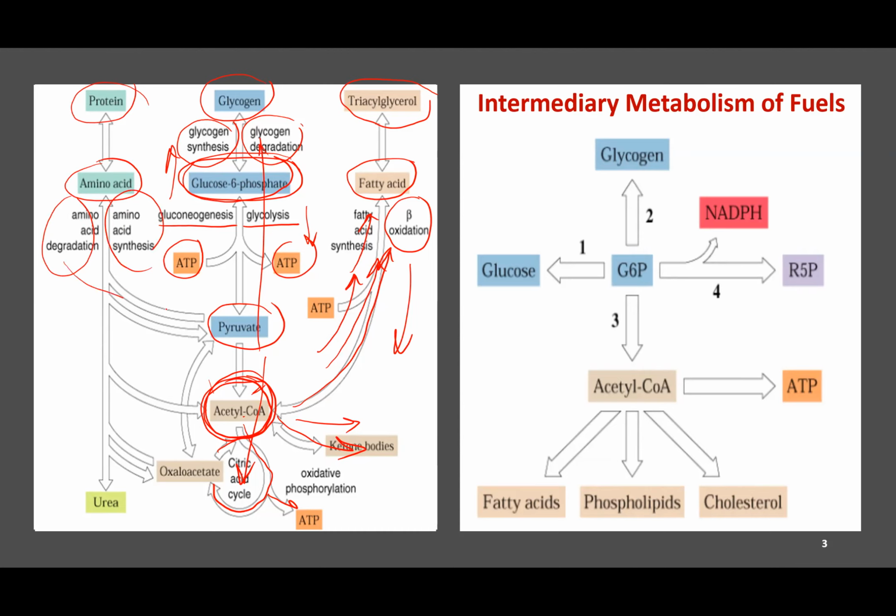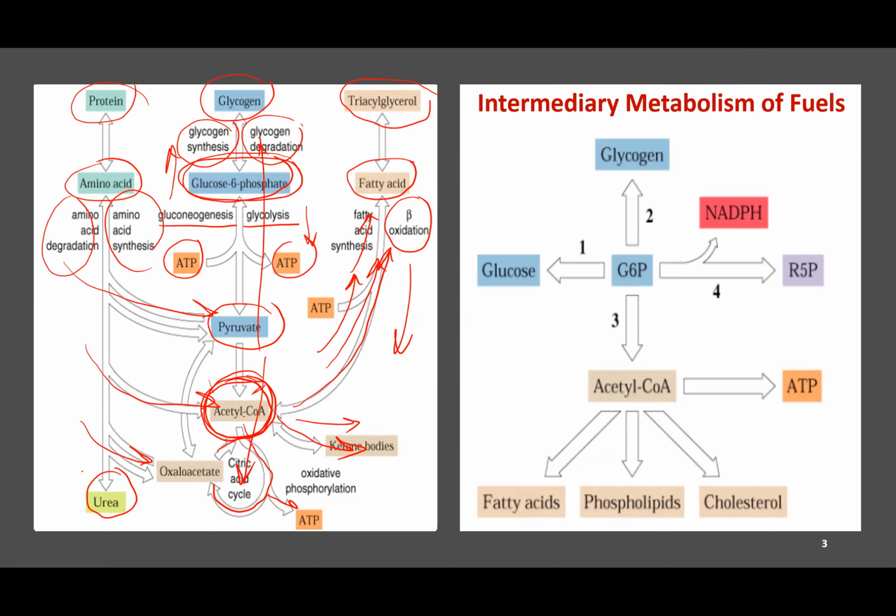And these amino acids can increase the pyruvate. They can enter into the acetyl coenzyme A, or they can enter here also, or they can get metabolized into urea. So this, in a nutshell, is the metabolism of three basic foods: carbohydrates, fats, and proteins.